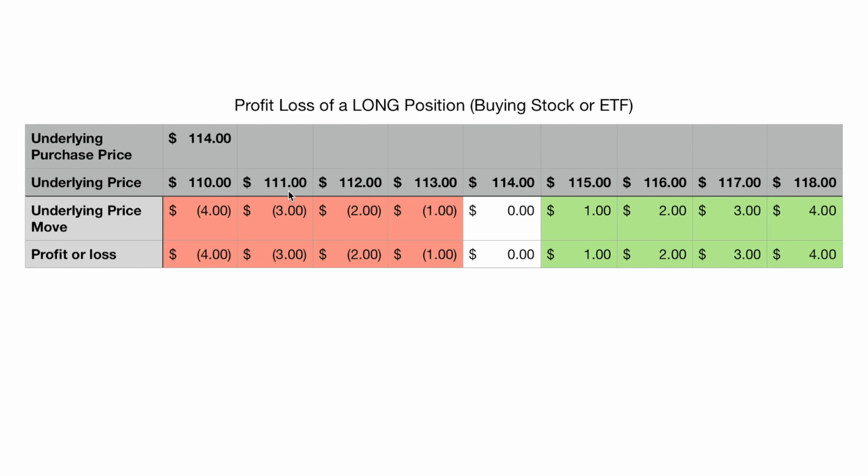I think that makes a lot of sense to you. I think that's pretty basic. So if the stock went down to $111, we would be down $3. And if we sold it at that price, we would have a loss of $3. Subsequently, if the price went up, we had an underlying price move of $2, or from 114 to 116, and we sold it, we would have a profit of $2. So you can kind of get an idea of this.